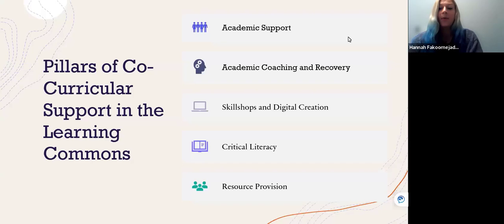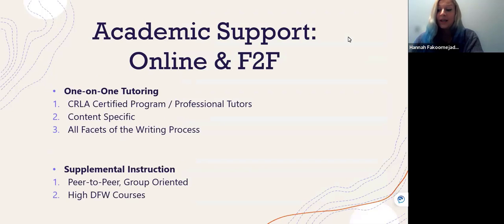Before we talk about how we're exploring the relationship between writing tutors and librarians, we want to run through the foundations of the Learning Commons services, what we call our pillars of the support that we provide students outside of the classroom. First up is our academic support, and this exists in both in-person and online formats. Our tutoring program is certified through the College Reading and Learning Association. Most of our tutors are professional tutors, meaning they have advanced degrees. Some are retired teachers, or some are working on their PhDs over at Clemson University right now.